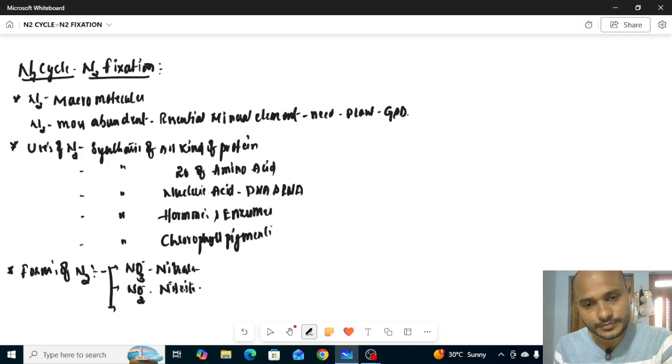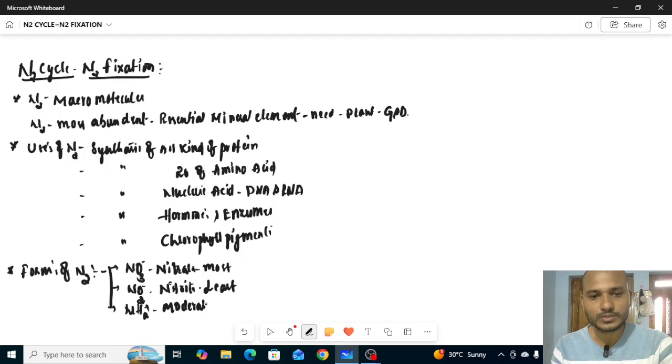Plants take up the nitrite form in very small amounts, and the most taken up form of nitrogen is nitrate. The least uptake of nitrogen is nitrite. Nitrogen is also available in the ammonium ion form, and its uptake is moderate. So these are the different forms of nitrogen.